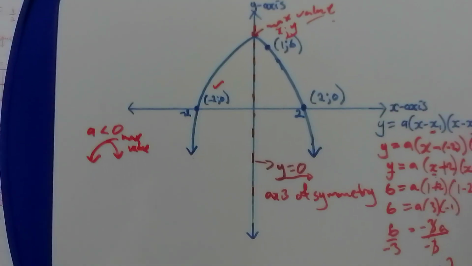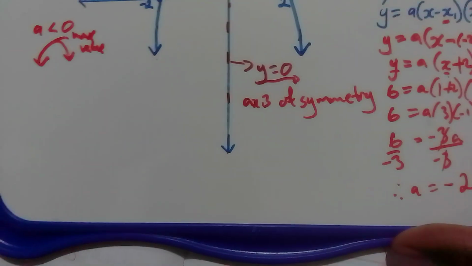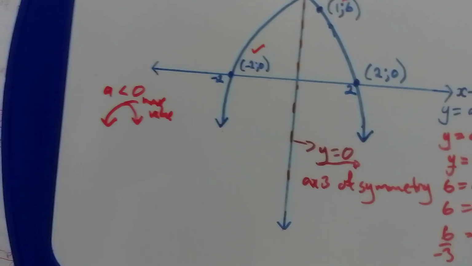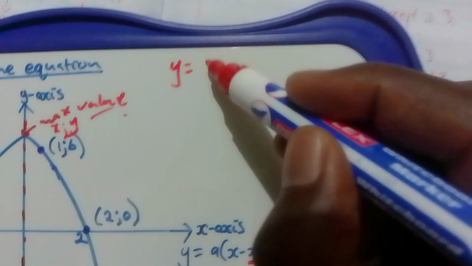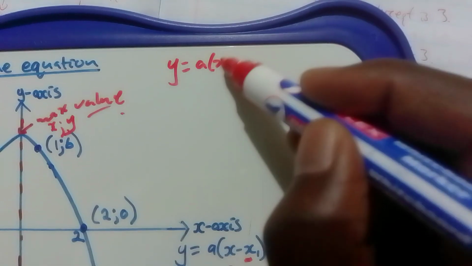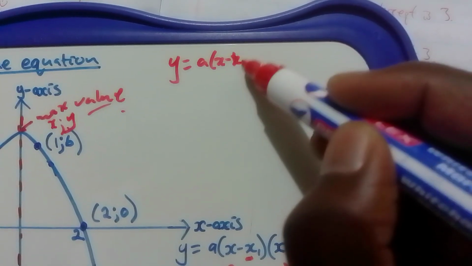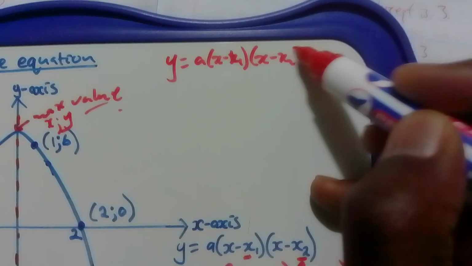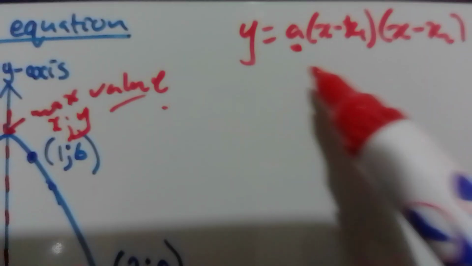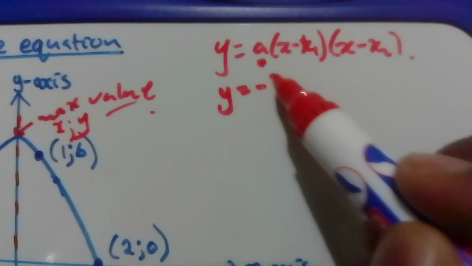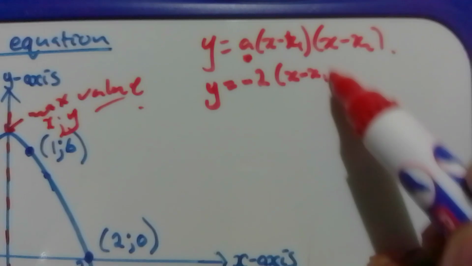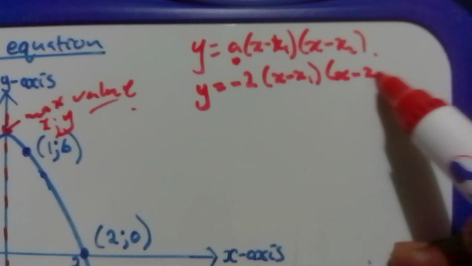But back to what we have been given, we have found that our a is equal to negative 2. So what does that mean? It means that on our equation so far, remember we had said y = a(x - x1)(x - x2). We have found a here, that it's negative 2. So now we're saying, in other words, we've got y = -2(x - x1)(x - x2).